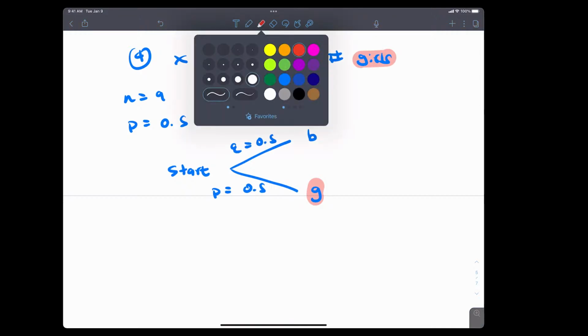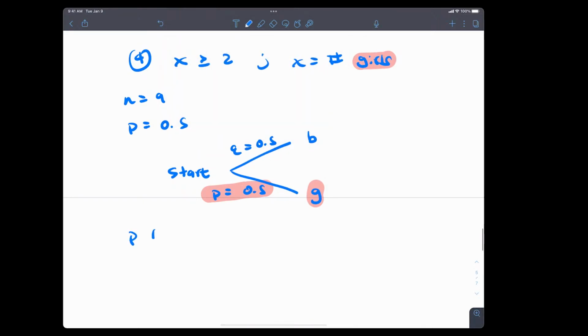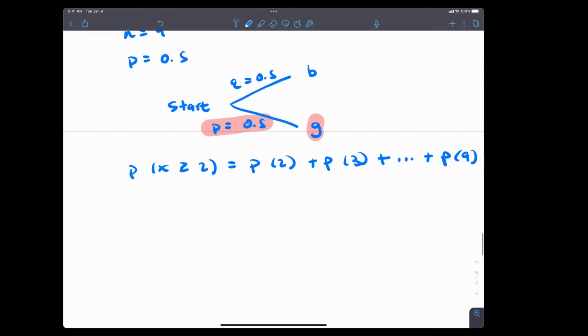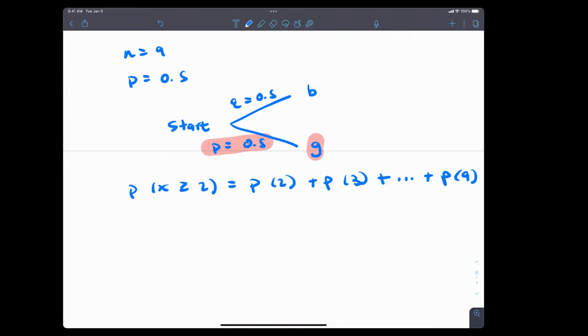So this is a standard setting for having children. This is a single trial here. So at least 2 girls is the question. What's that probability? Remember by definition what at least 2 means. This means 2 or 3 all the way up to 9, because they're going to have 9 children. So at least 2 is 2 or more: 2 or 3 or 4 or 5 all the way up to 9.